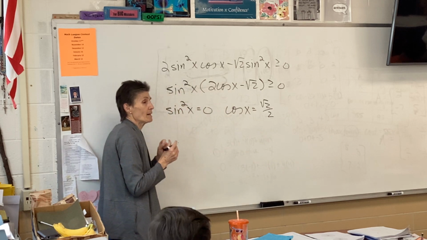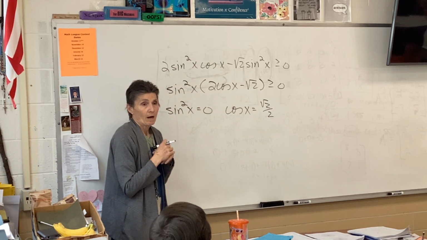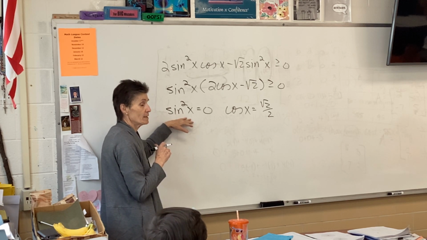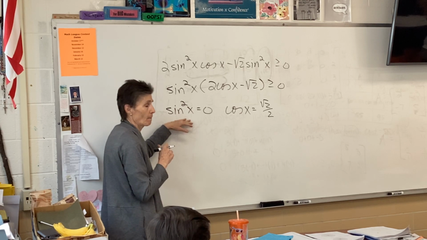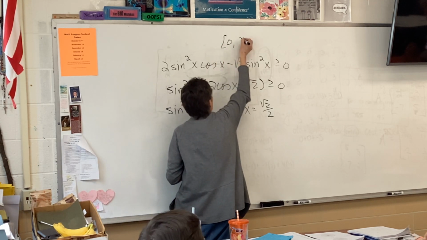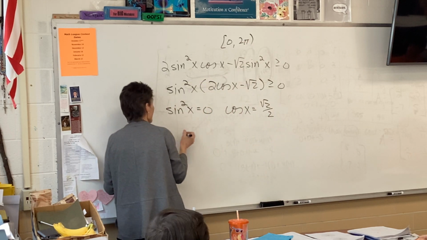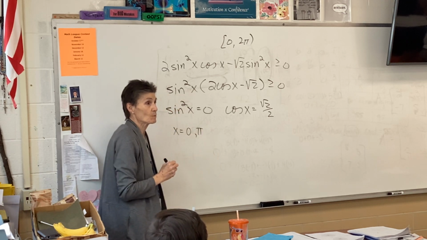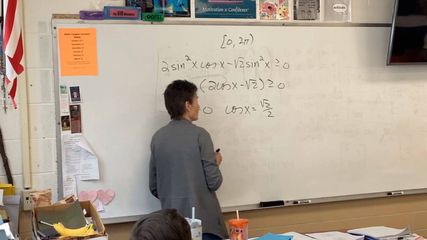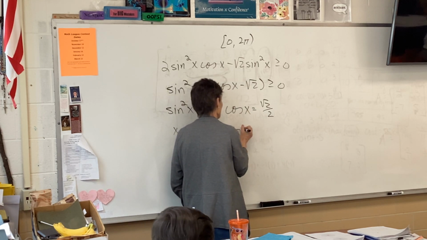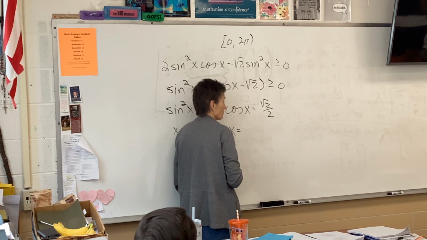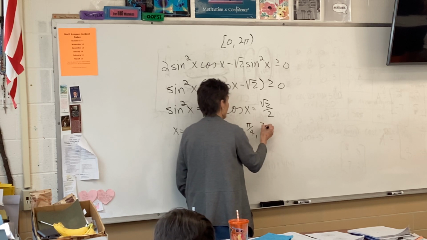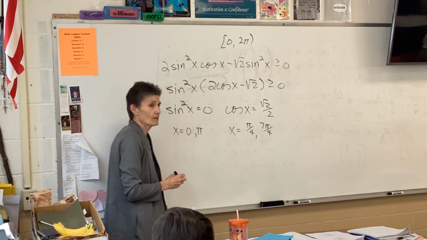And now I know that my key values are gonna happen where sine is 0. Pi is one of them. And 0, 0 and pi, that's where sine is 0. And where cosine is root 2 over 2, that is? Pi over 4. Pi over 4 and? 7 pi over 4, perfect, okay, I've forgotten everything, great.